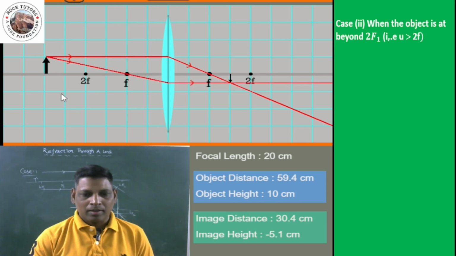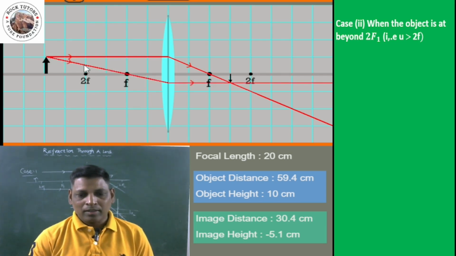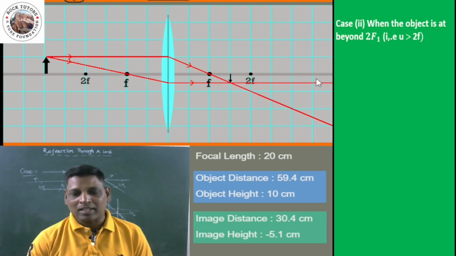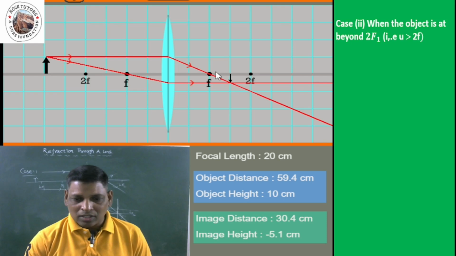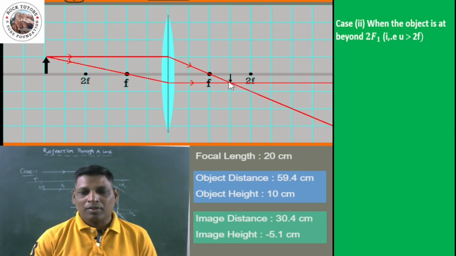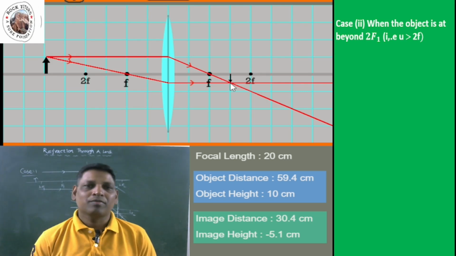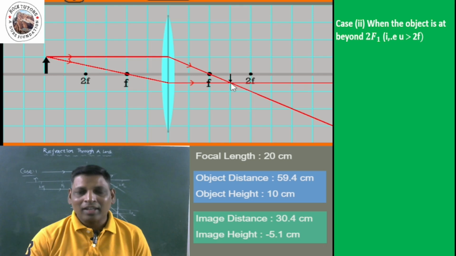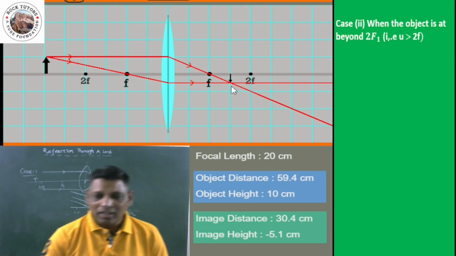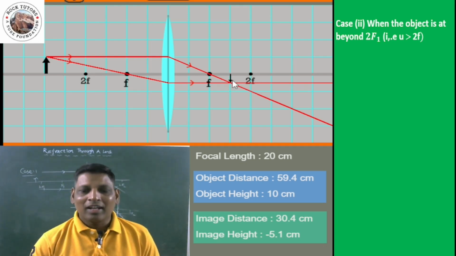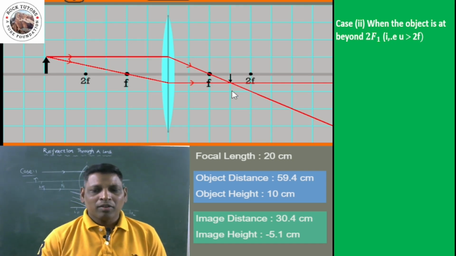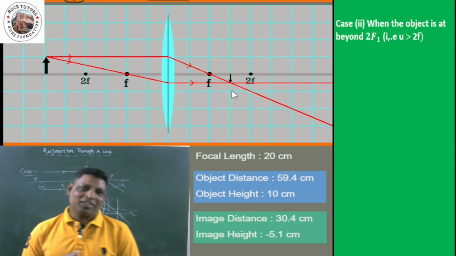Now see, this ray is passing through the focus. After refraction it is parallel to the principal axis. Now these two refracted rays are meeting here, and here the image is formed. This is a real image, and if you observe, it is inverted. Now we'll see the size of the image.